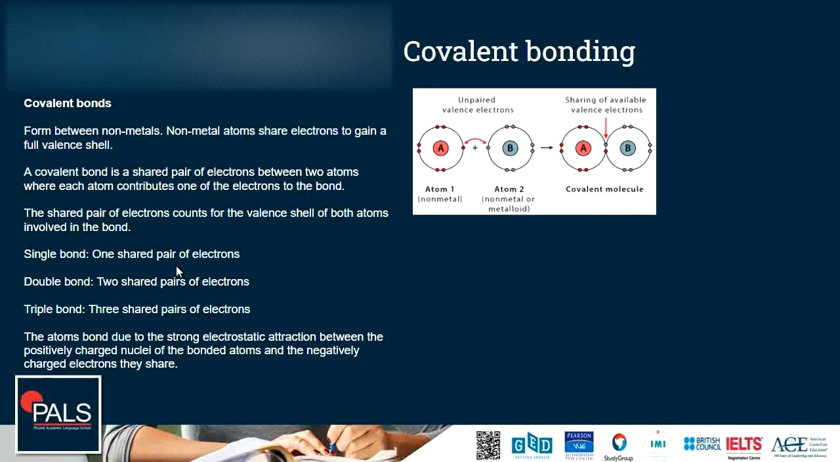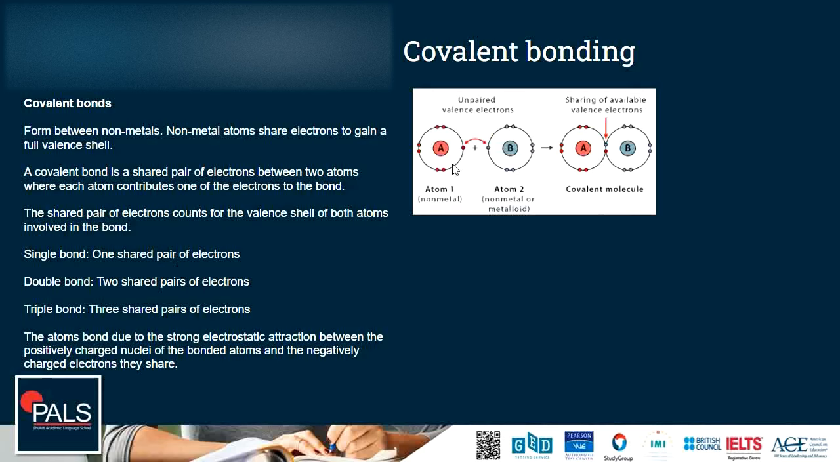Single bonds are 1 shared pair of electrons between the same 2 atoms. A double bond is 2 shared pairs of electrons between the same 2 atoms, and a triple bond is 3 shared pairs of electrons between the same 2 atoms. This is the highest number of shared electrons we can have between 2 atoms, 3 from each, so 6 in total, a triple bond. The atoms in the end bond together due to the strong electrostatic forces of attraction between the positively charged nuclei of the bonded atoms and the negatively charged electrons they share.